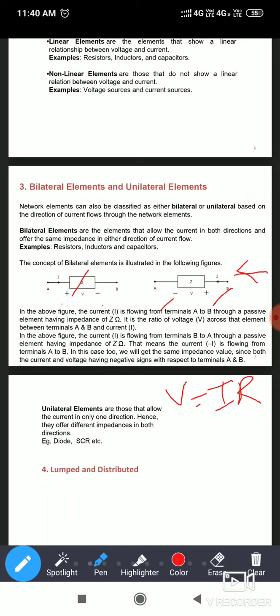like this, plus here, minus here. So how to write? V is equal to I into R again.